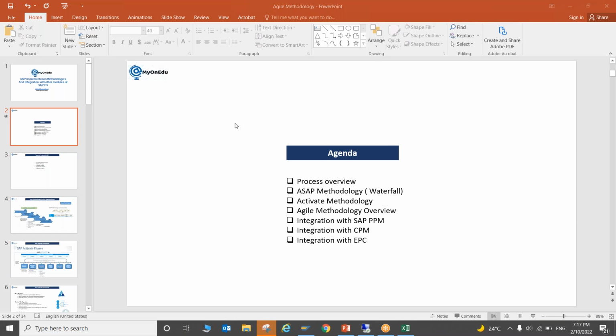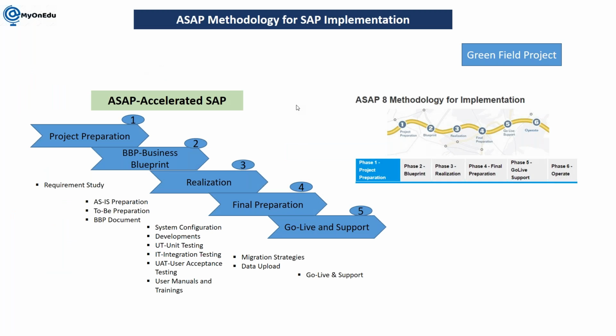In the previous session, we discussed the waterfall model, or you can say the ASAP methodology. After S4 HANA came, we are not using this ASAP methodology much. However, it depends on the type of project, because there are some constraints based on which you need to decide what strategy and methodology to choose to implement SAP. In ASAP methodology, we have 5 phases: project preparation, business blueprint, realization, final preparation, and go live and support.